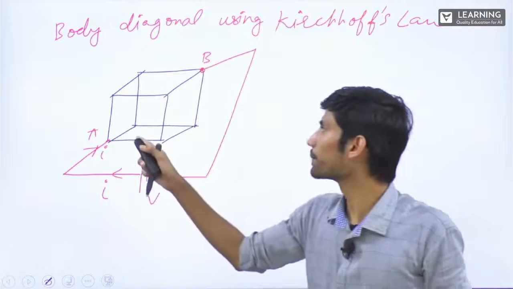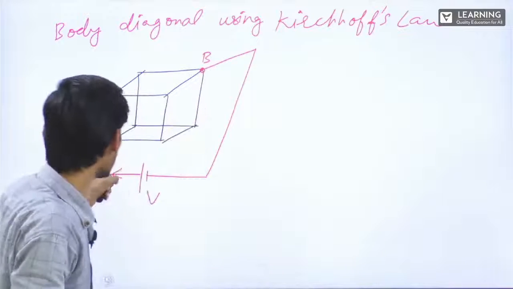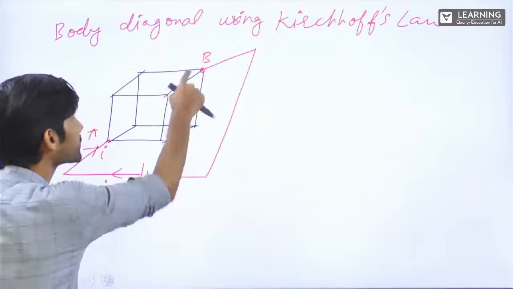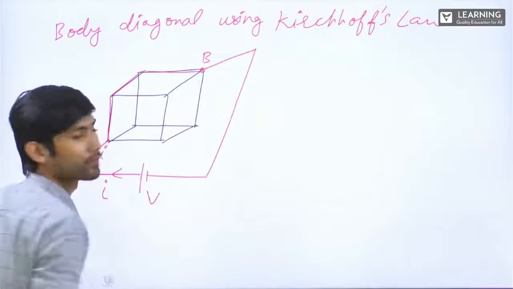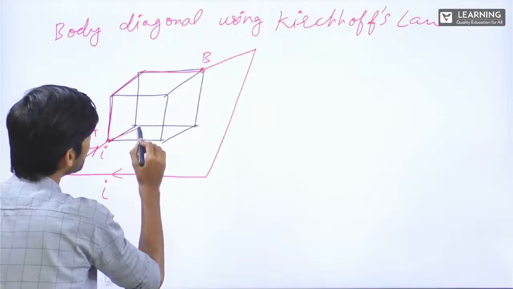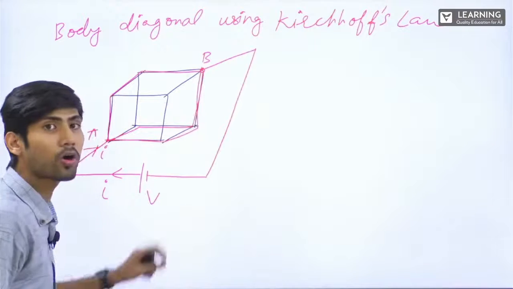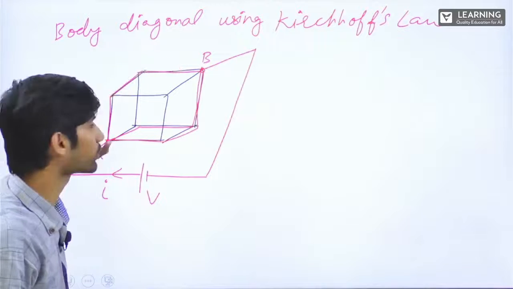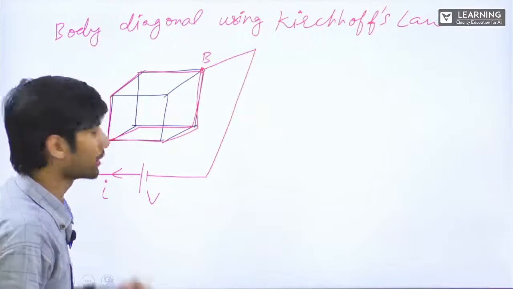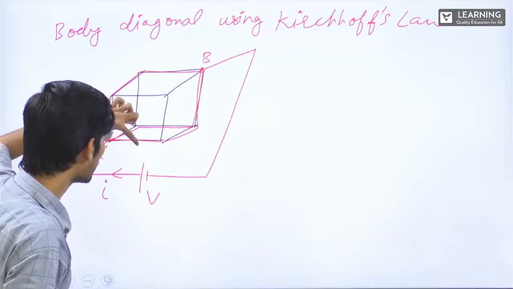But see here, this complete cube is symmetric. Why? Because from terminal A, if I have to reach terminal B, there are three paths. One path is this. One path is this. One path is this. All the three paths are equal. Here also three roads I have to take. This, this and this. Here also three. From here also if I go 1, 2, 3. From here also if I go 1, 2, 3.